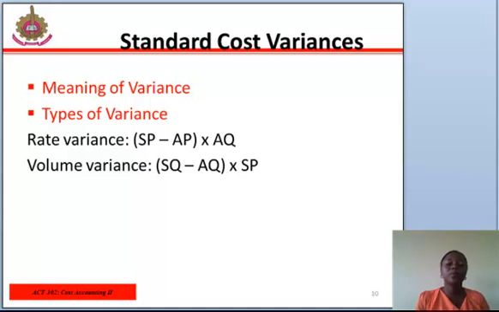Worked examples on rate variance and volume variance are available in your study materials.